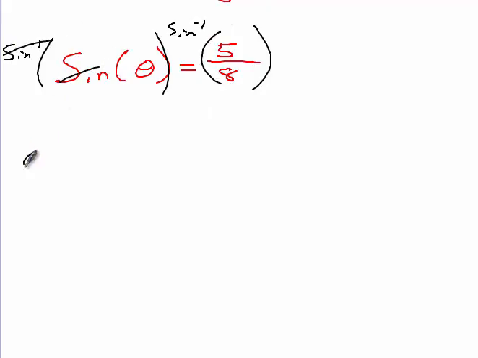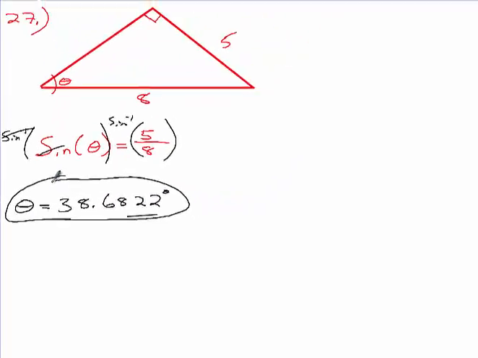These cancel, and I get theta is equal to whatever the arc sine of 5/8 is, which in degrees is going to be 38.6822 degrees. Okay, so what we were doing with right triangle trig is if I gave you an angle and a side, you can find everything else, right? So now what we're doing is if I give you the sides, you can now find the angles.